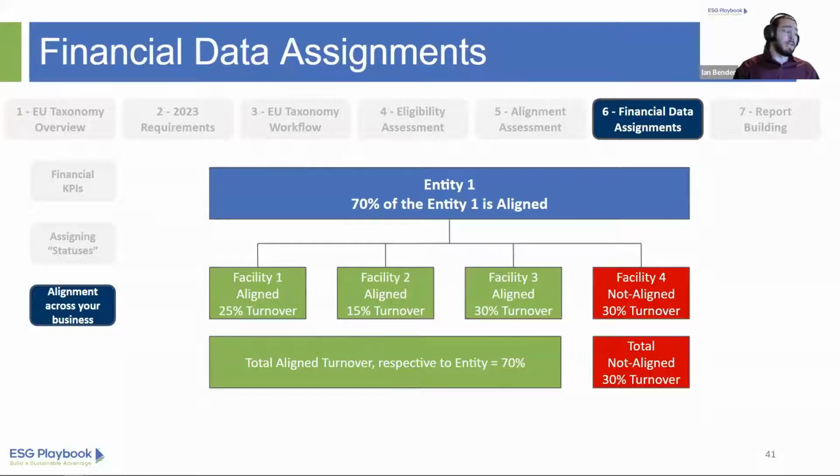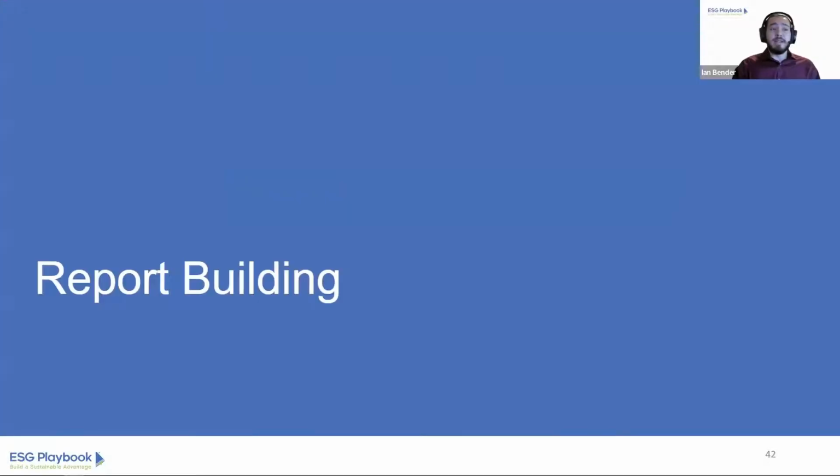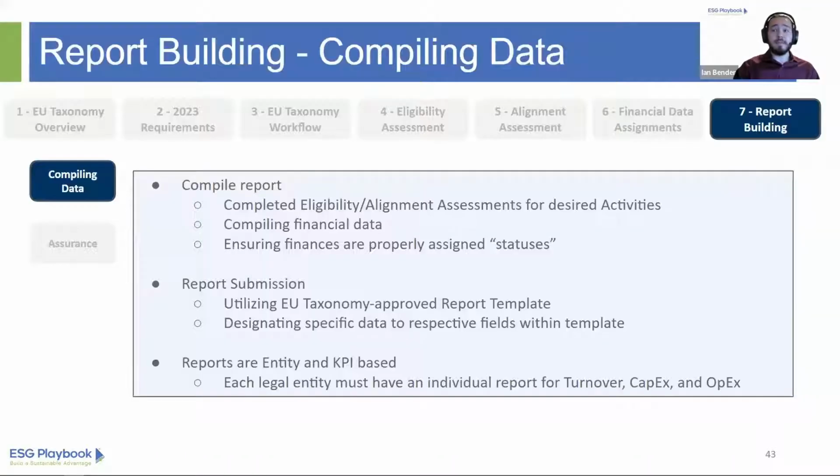So with all of that data managed, we can finally move on to the report building process. And relatively, report building is the easy part. However, it does involve some steps that are short to describe but difficult in practice. So by this point, we've completed our eligibility and alignment assessments for our entire business, effectively for all relevant activities for all legal entities. We've also compiled all of our separate legal entities' financial data, including their facilities' financial data as well. And ideally, all of those finances for those legal entities have been assigned statuses on each activity.